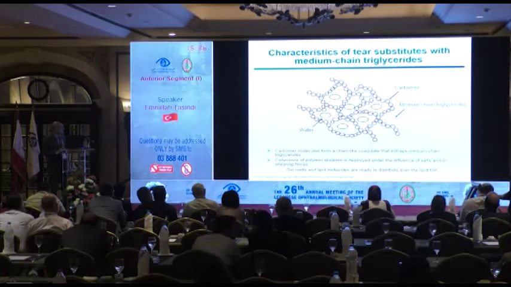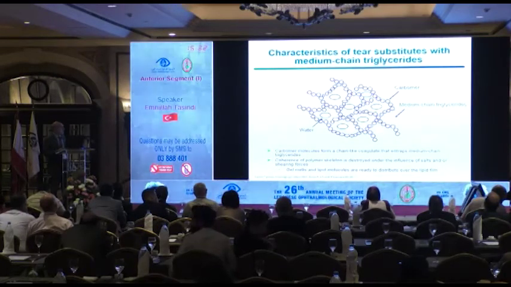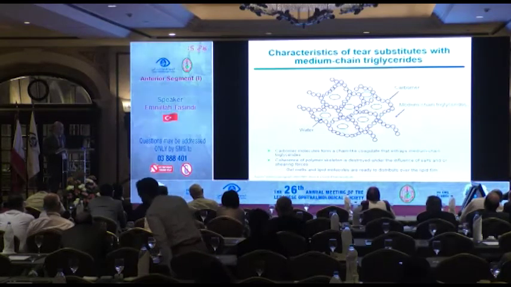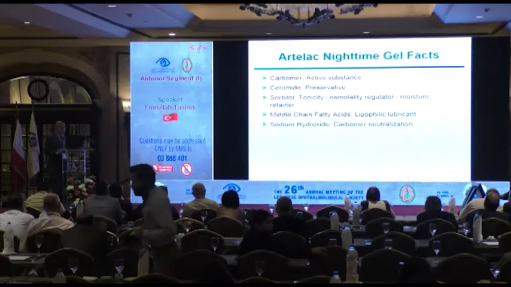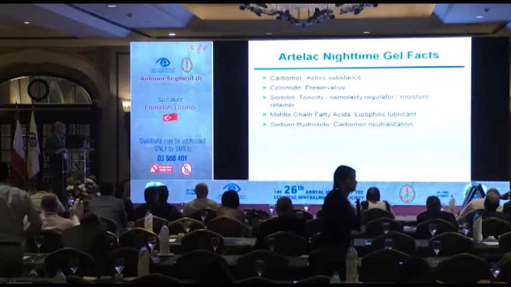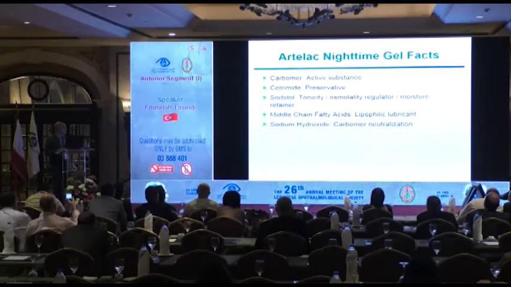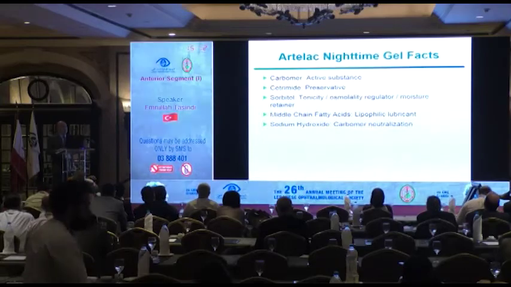What does it do with these medium chain triglycerides? Carbomer with triglycerides, they combine with the water, and the carbomer molecules form a chain-like coagulation, and the medium chain triglycerides work together with it. When they are all working together, these medium chain fatty acids act as a lipophilic lubricant and stabilize the aqueous over the corneal epithelium.